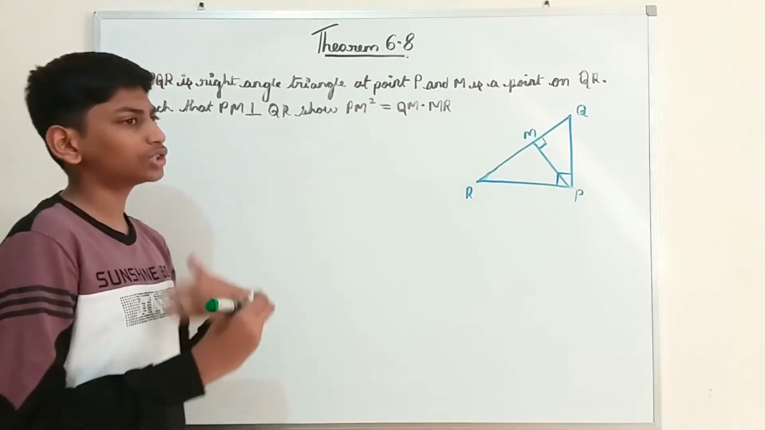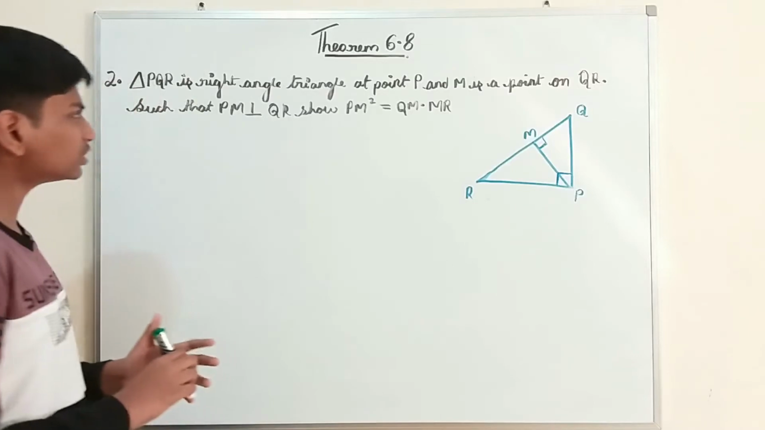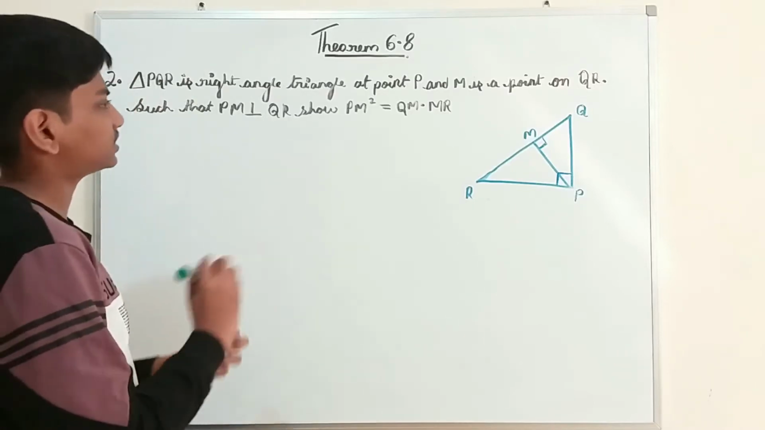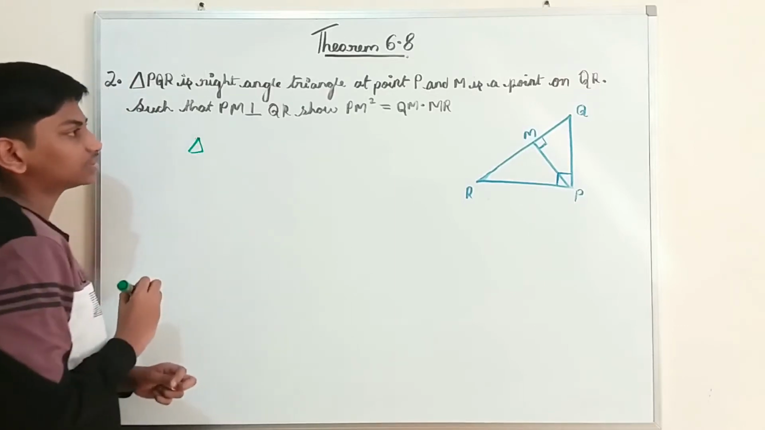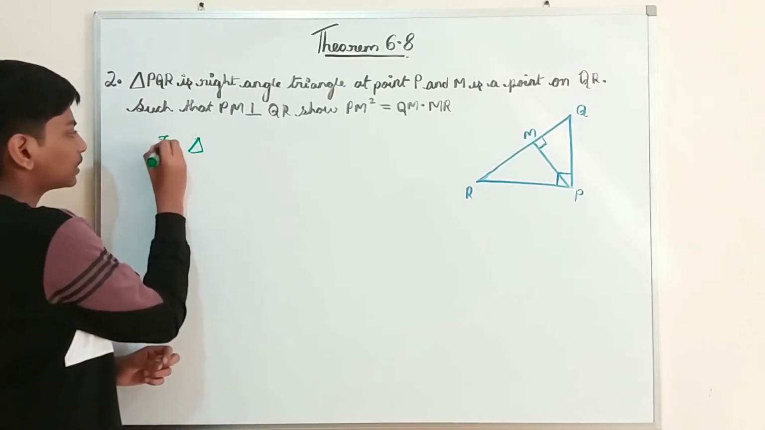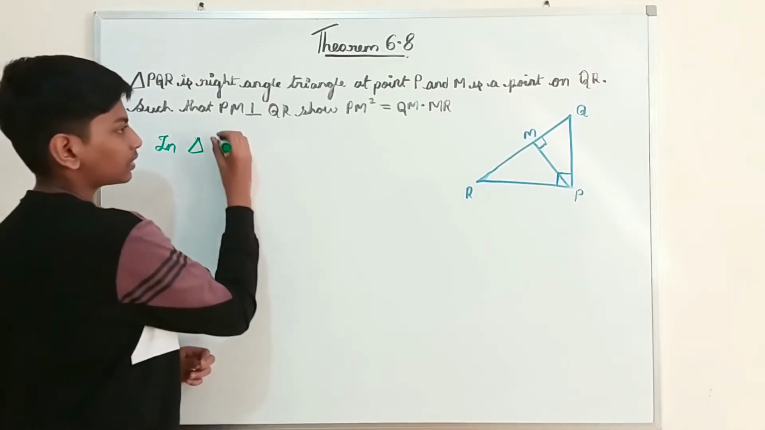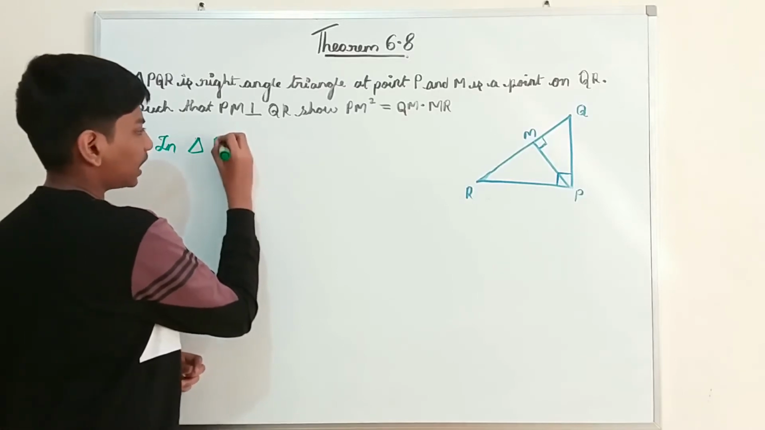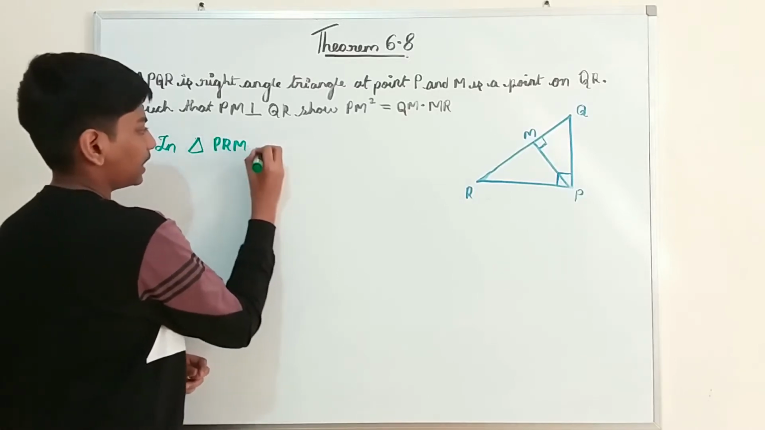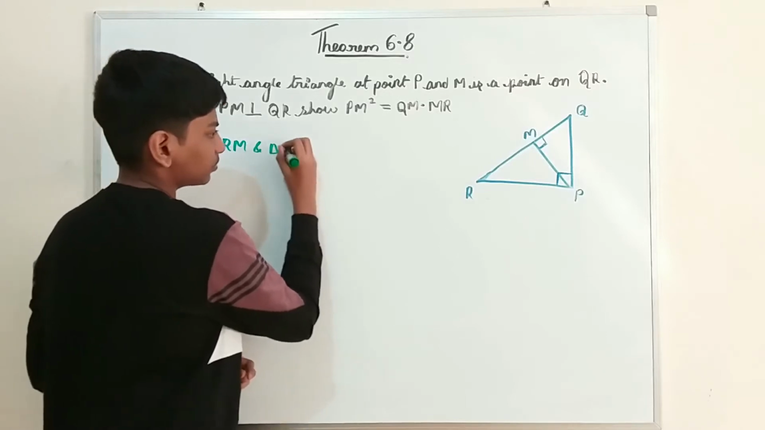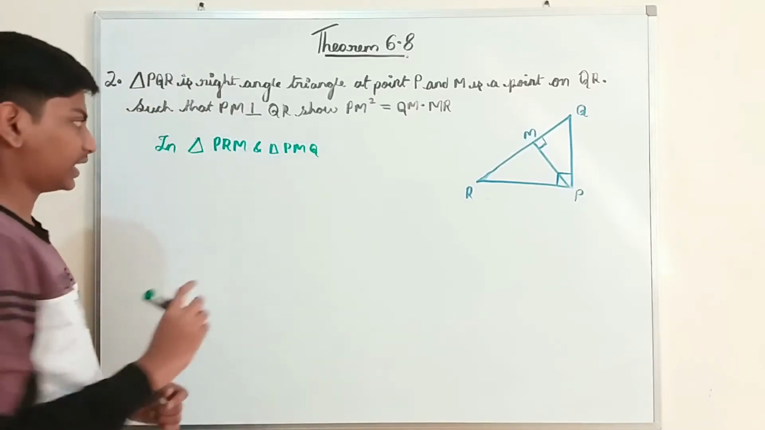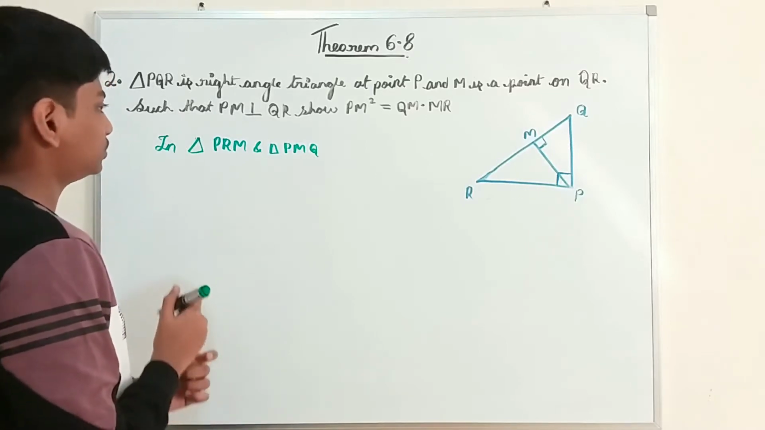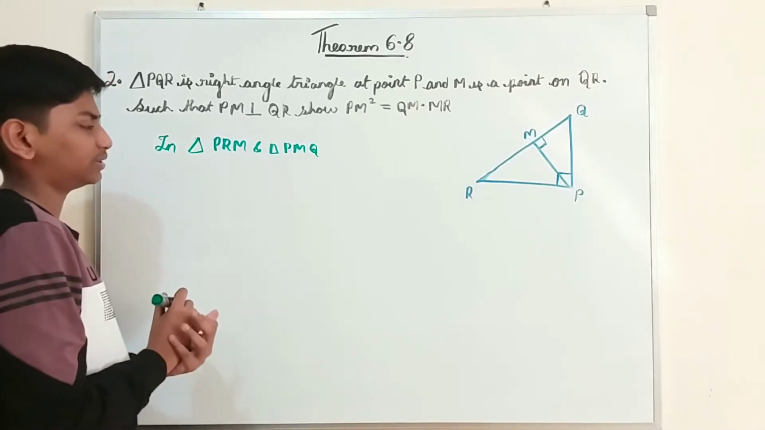So let's think out of the box. So now what we need to do is, we'll just prove whether they are similar or not. So in triangle PRM and triangle PMQ. Okay. So now we'll check what are the similarities between them.